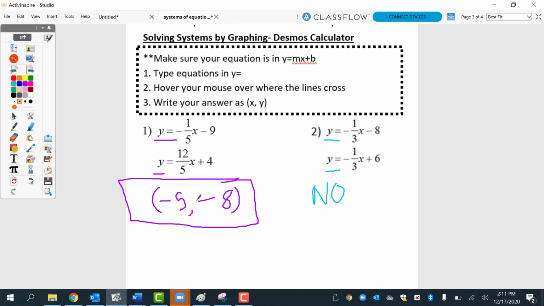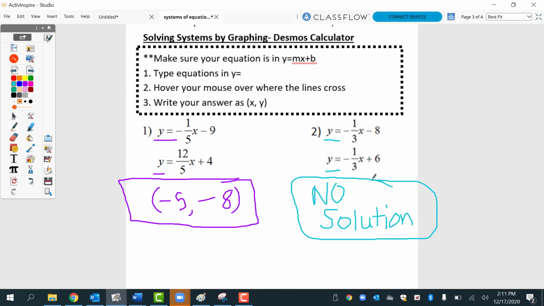And that's what you write. You don't put parentheses, you just write the words no solution. Okay? And that's the answer for that one, because they never touch, so I can't say there is an answer. Okay?